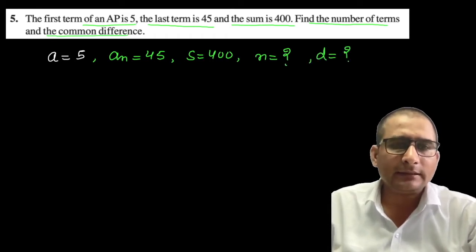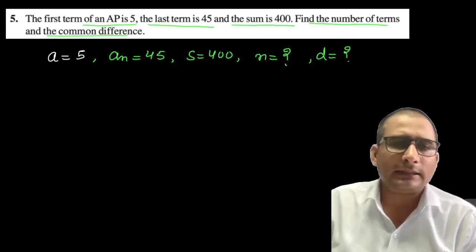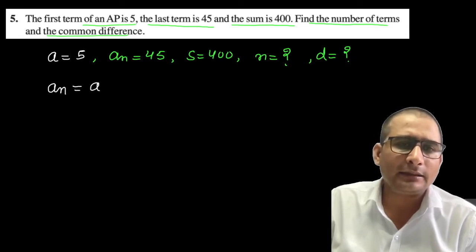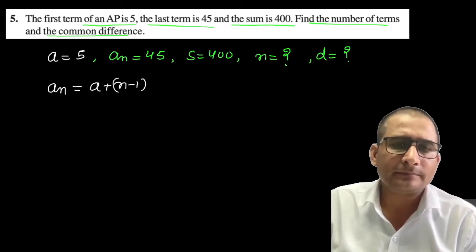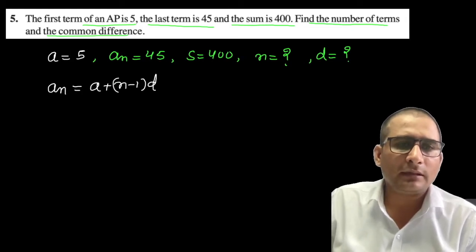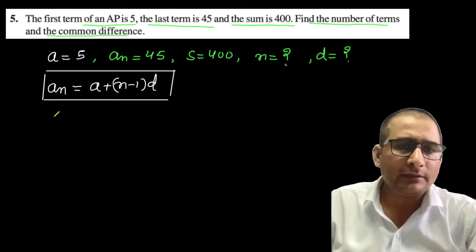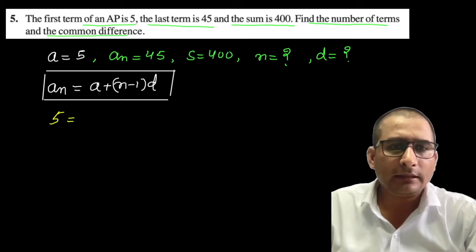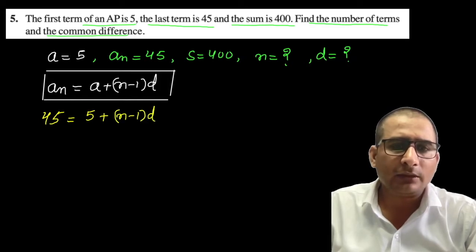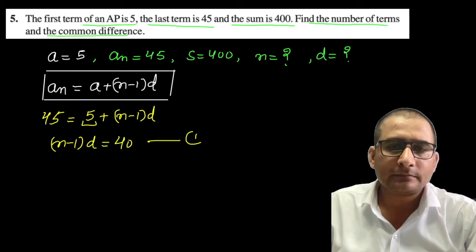So let us find those things. So an है हमारे पास, a है और s है. So let us apply the formula for an first. an के लिए formula लगाते हैं. an is equal to a plus (n minus 1) into d. So this is the formula for the nth term. Now put all the given values in this formula. 45 is equal to, a is given 5, plus n का नहीं पता हमें, (n minus 1) into d, right? So then it can be written as (n minus 1) into d is equal to, if you take this 5 on that side, it becomes 40. Equation 1.